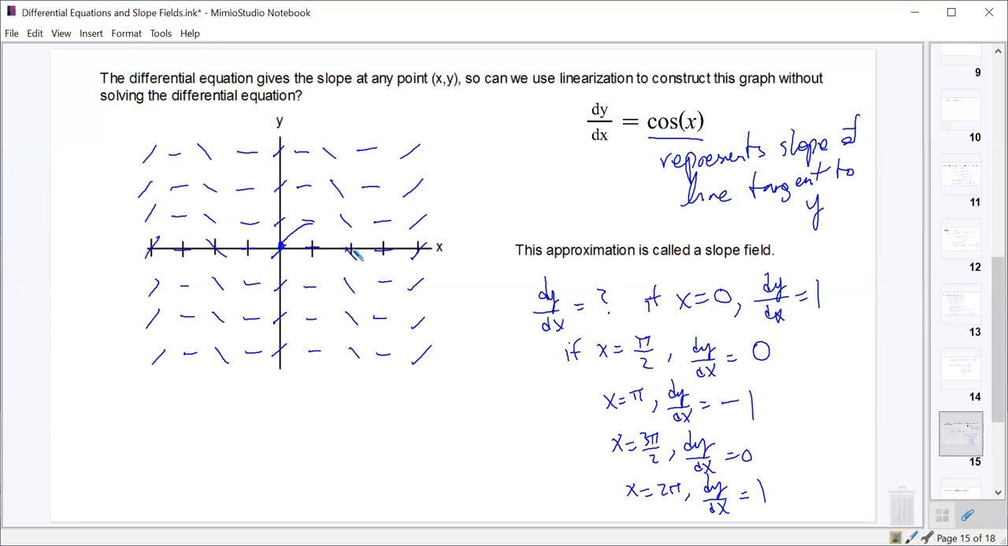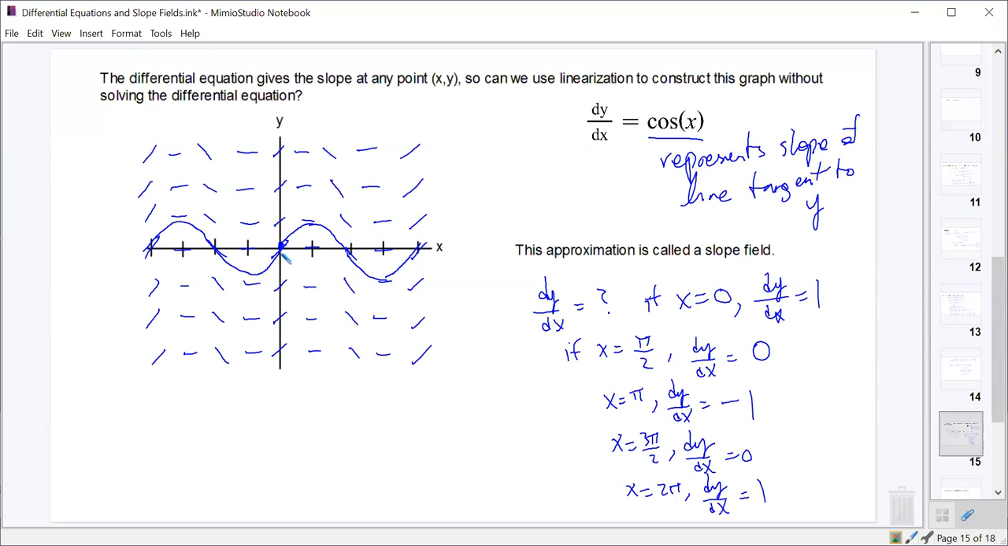And then by the time I got back to pi, I should be back down to a slope of negative 1. And then it should be back to a slope of 0, and then back to a slope of 1. And same thing going this way. It should follow and model the slopes of these curves, or the slopes of these little line segments.